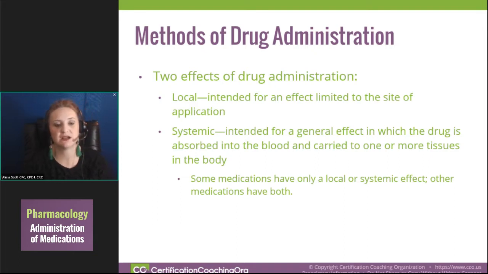So the first thing we're going to talk about is the two main effects of drug administration. Now, this is not how we administer it per se, it's what it does to the body, right? And those two are local and systemic. So with local, the intent of a local type effect is that it only works on that site of application.